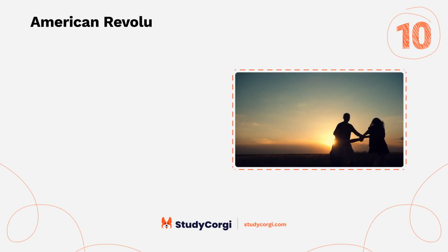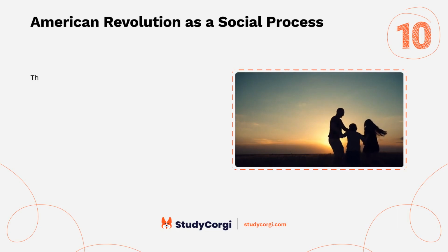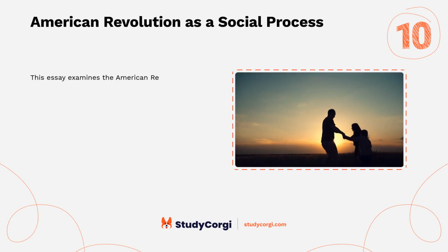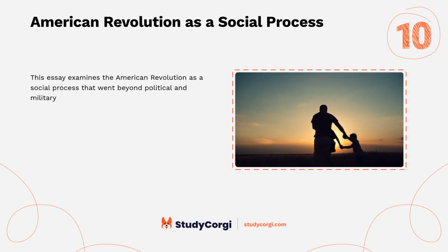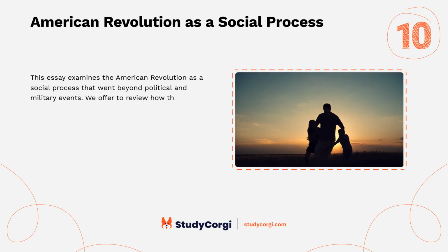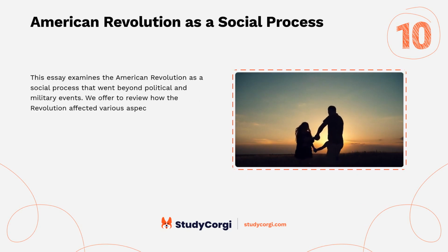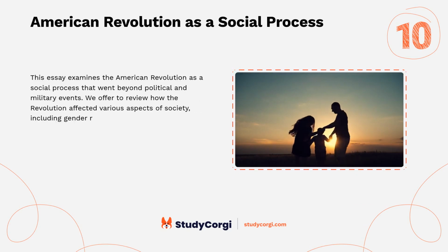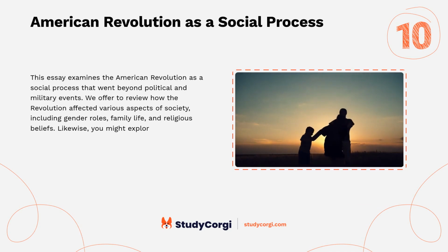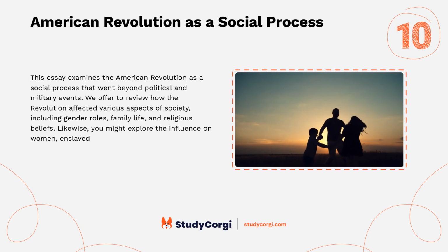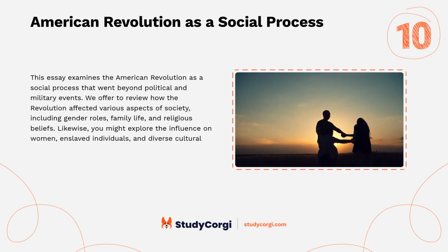American Revolution as a social process. This essay examines the American Revolution as a social process that went beyond political and military events. We offer to review how the revolution affected various aspects of society, including gender roles, family life, and religious beliefs. Likewise, you might explore the influence on women, enslaved individuals, and diverse cultural groups.